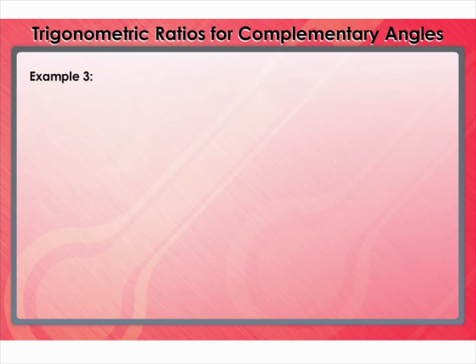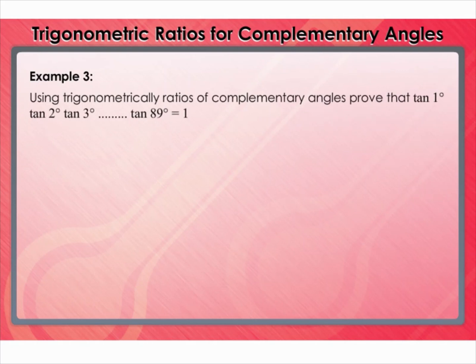Let's move to another example. Using trigonometric ratios of complementary angles, prove that tan 1 degree, tan 2 degree, tan 3 degree, and so on up to tan 89 degree is equal to 1.